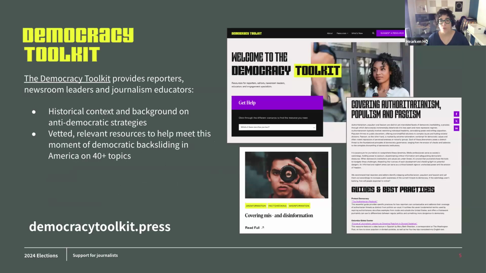We also have the Democracy Toolkit, and this was created in partnership between Hacks/Hackers and the Center for Journalism and Democracy at Howard. And if you are new to covering democracy or this beat or elections, this is a great backgrounder that gives you all sorts of good information about what causes democratic backsliding and what journalists can do. So we have tons of guides and best practices and vetted resources.